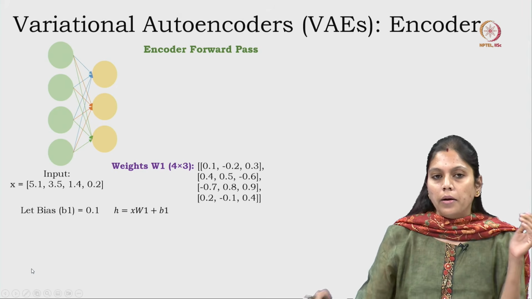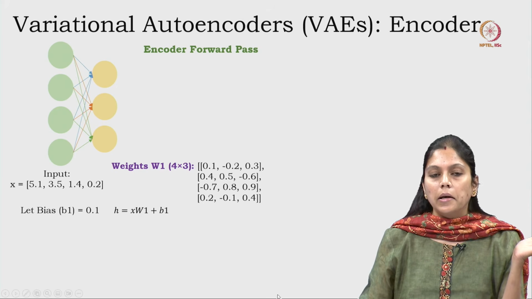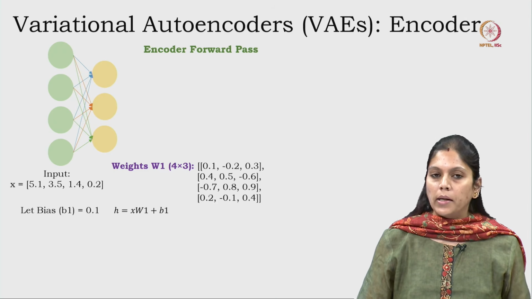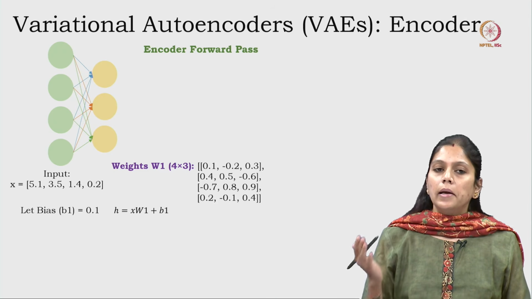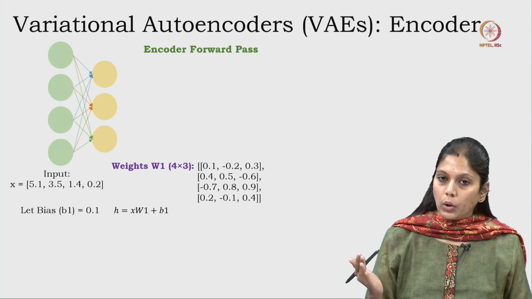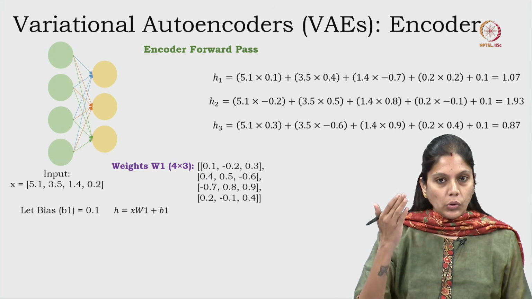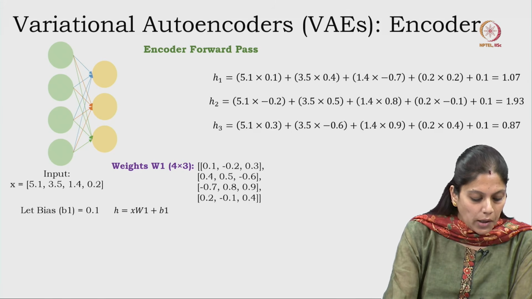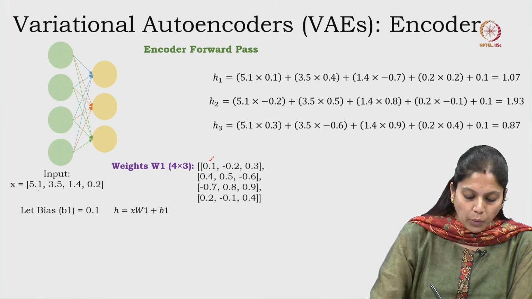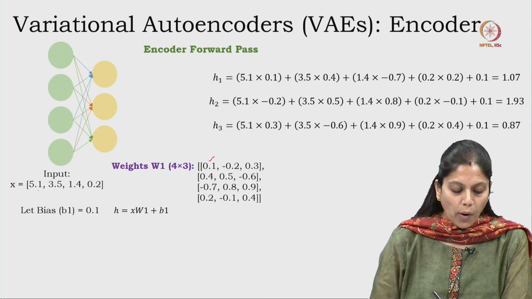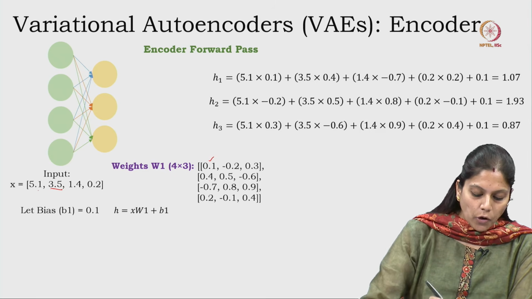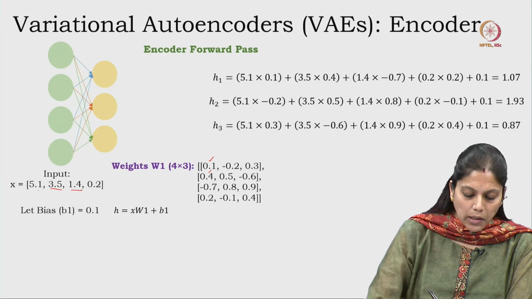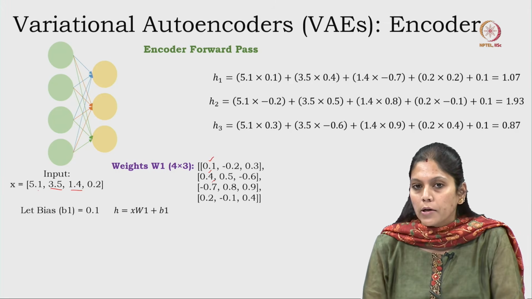So we have an input that is connected to the first hidden layer. What is the operation that is going to happen? The input gets multiplied with the weight and then the bias term is added. This is the calculation that we are going to do. The first input 5.1 gets multiplied with the weight 0.1, and the second input 3.5 gets multiplied with 0.4. The third input 1.4 gets multiplied with minus 0.7.